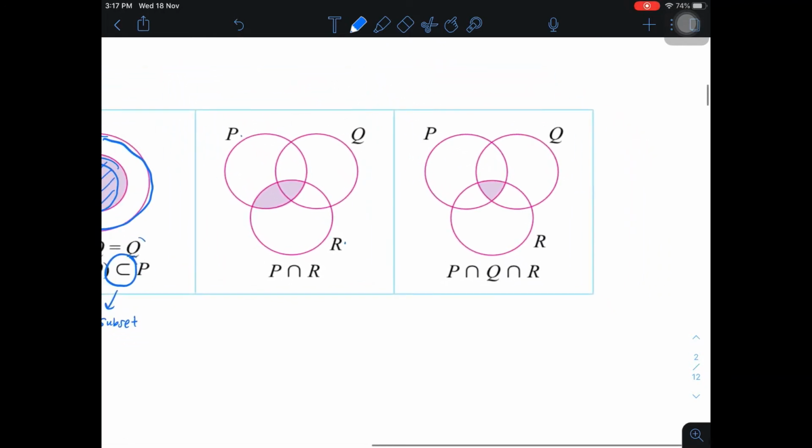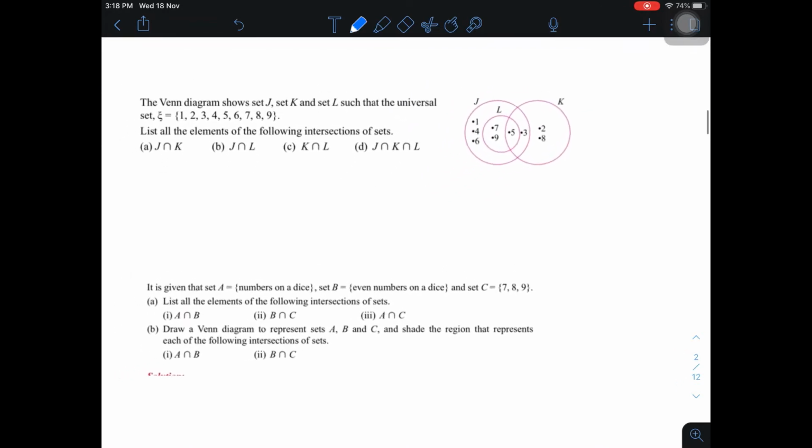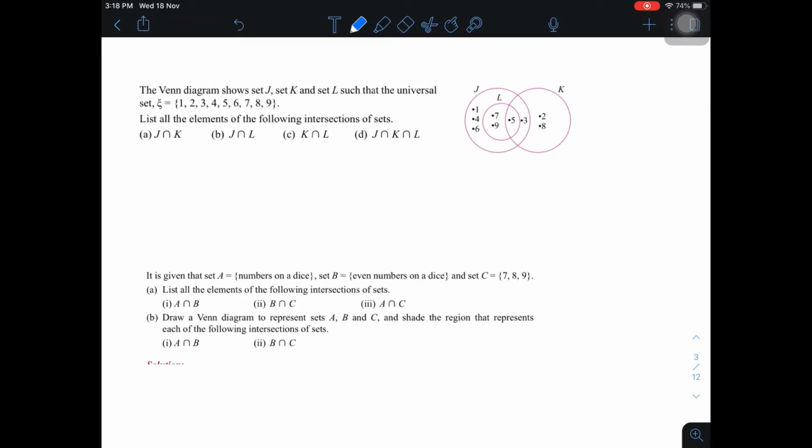So P intersect R is P and R, and here's the intersection. It is not P intersect Q and R, because if you wanted that, the intersection you would get is here, not here, right? So yeah. So the next one, we'll just continue then, okay?